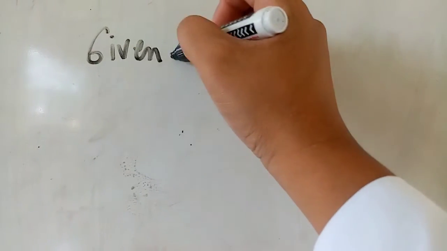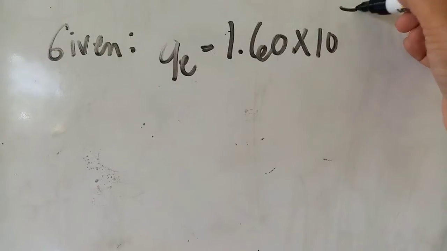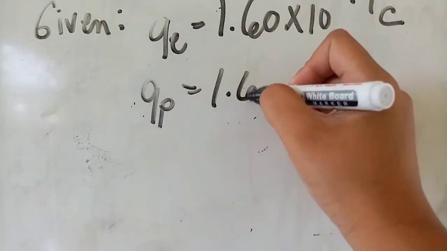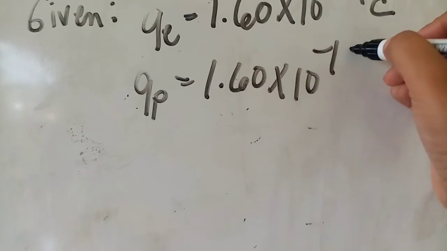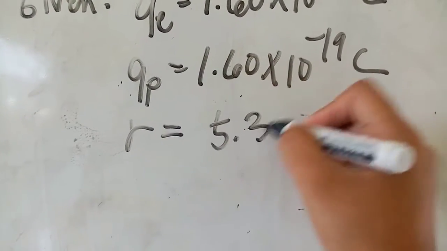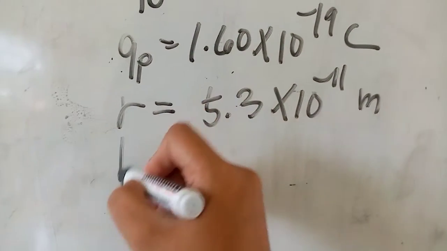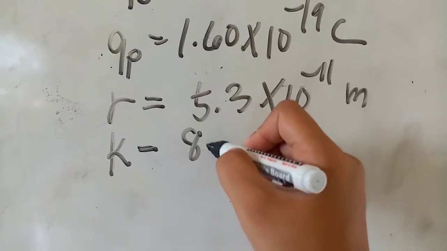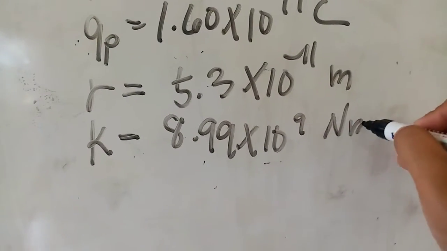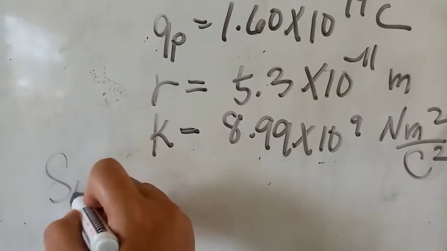Given: the charge of the electron is 1.60 times 10 to the negative 19 coulomb, the charge of the proton is 1.60 times 10 to the negative 19 coulomb, and the separation distance is 5.3 times 10 to the negative 11 meters. And we have to recall that K is equal to 8.99 times 10 to the 9 newton meters squared per coulomb squared. So how are we going to do that?